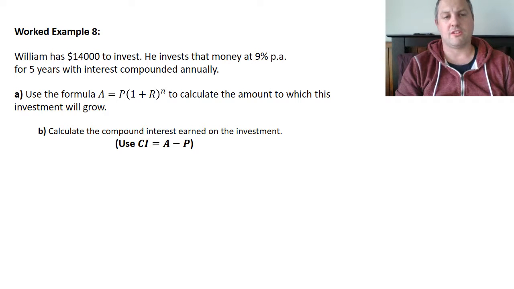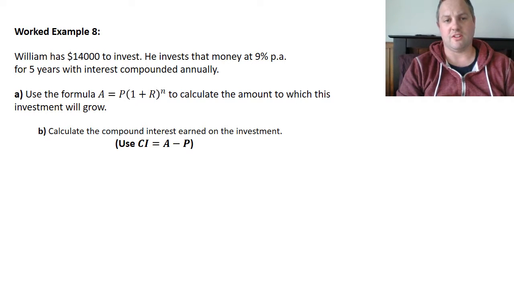Work example 8. William has $14,000 to invest. He invests that money at 9% per annum for 5 years with interest compounded annually, and so forth. Question A is asking you to use the compound formula to calculate the amount to which this investment will grow, and B, calculate the compound interest earned on the investment. So I'm just going to break it into two parts. First of all, mark out what's important.